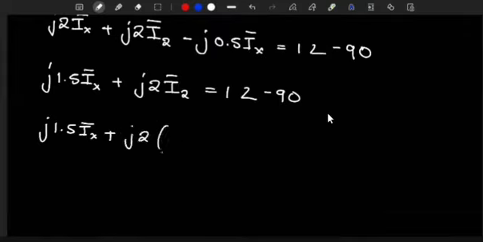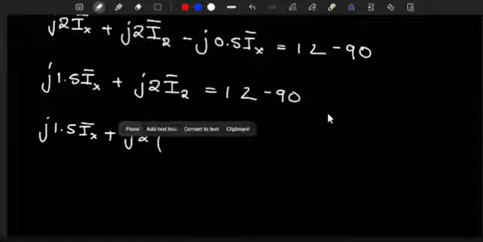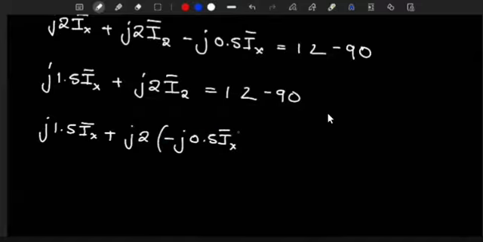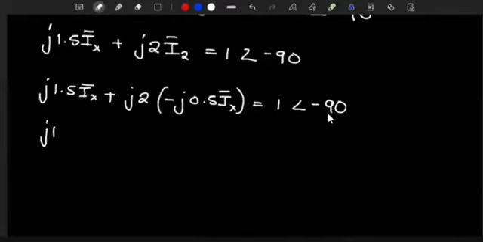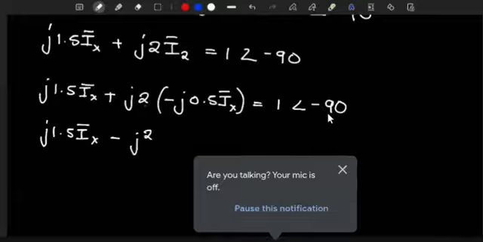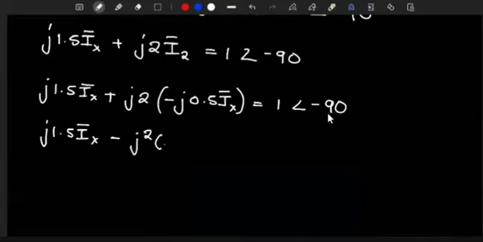So where there's I2, we're putting this. So this part will remain the way it is. The negative will be minus here. j and j will be j squared. 2 and 0.5 will be 1. And then we'll still have the Ix there. Are we okay there?